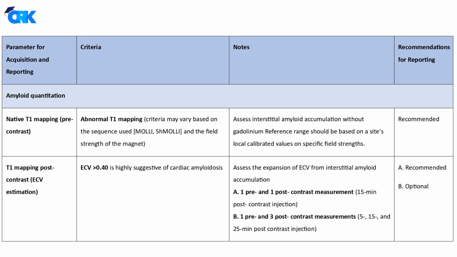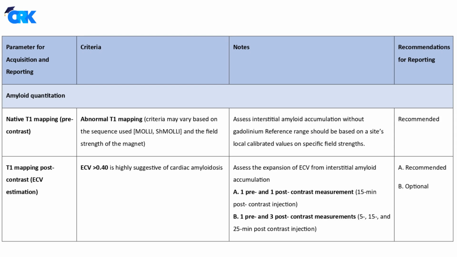2. T1 mapping post-contrast, ECV estimation. Next is post-contrast T1 mapping, which allows you to calculate extracellular volume, or ECV. In cardiac amyloidosis, ECV values above 0.40 are highly suggestive of disease. That's because amyloid deposits significantly expand the extracellular space, which is exactly what ECV quantifies.